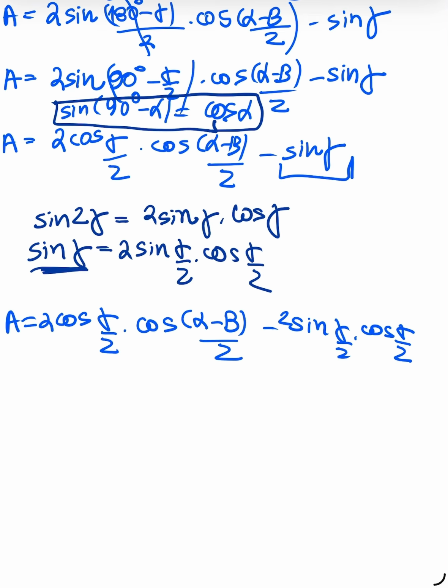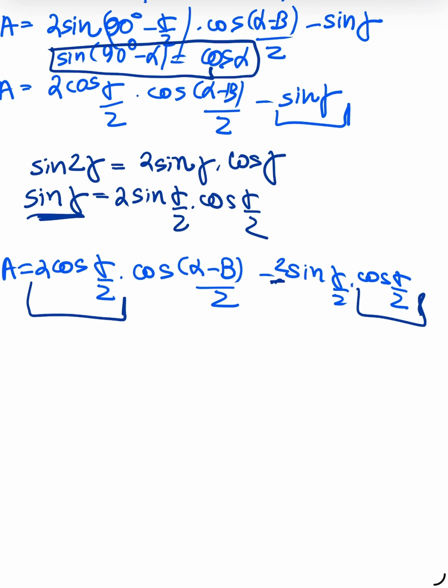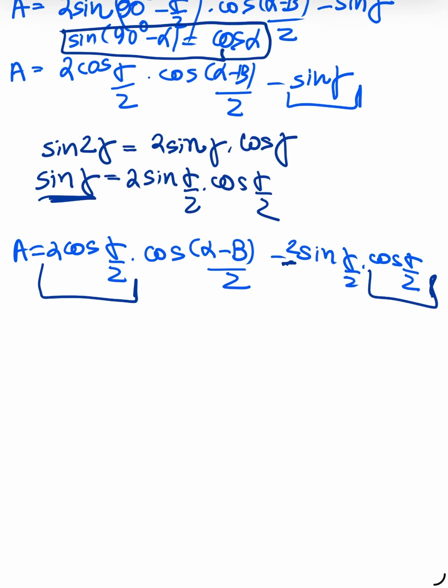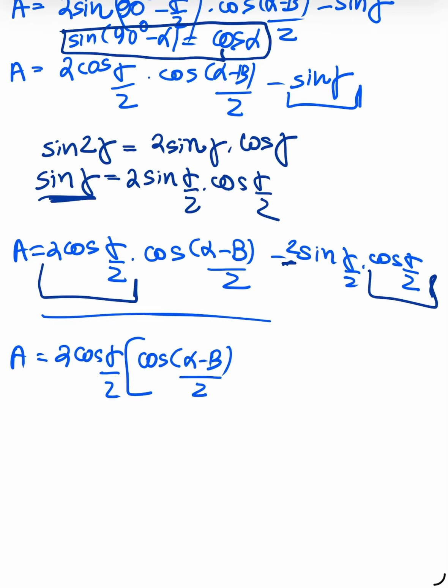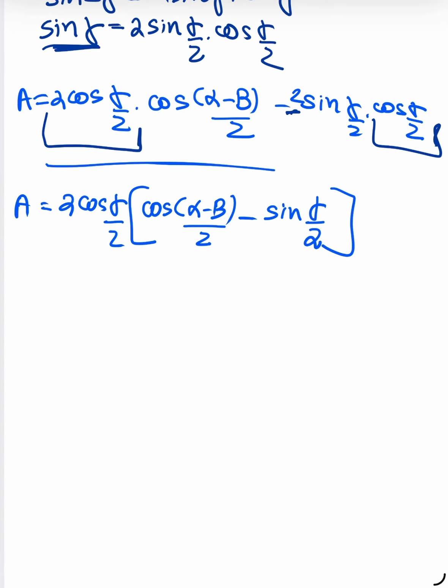Now we can use a common multiple, and actually we can put something in front of the brackets. For example, the common multiple is 2 cosine gamma divided by 2, because here we have 2 and cosine gamma divided by 2. So what goes in front of the brackets is 2 times cosine gamma divided by 2. From the first part we have cosine alpha minus beta divided by 2, and minus sine gamma divided by 2. So that's what we are obtaining.